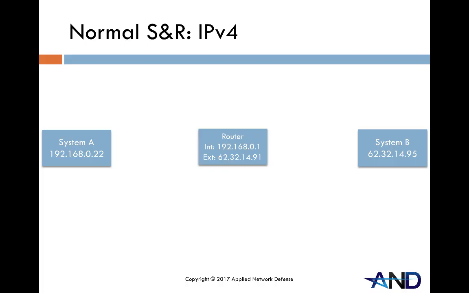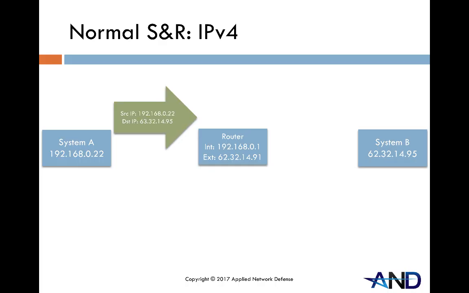In between those, we have a router, and the router has two interfaces on it. It has one that is facing downstream towards System A, and that's 192.168.0.1. That's its address on that interface on that network. And then it has an external interface with an external address, 62.32.14.91. In this case, System A wants to communicate with System B.